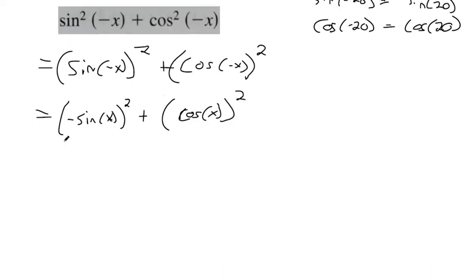Okay? And now the next realization we have to make is that negative sine squared is positive sine squared. And this over here is still squared. And this is one of our Pythagorean identities. Anytime you see sine squared plus cosine squared, it makes 1.